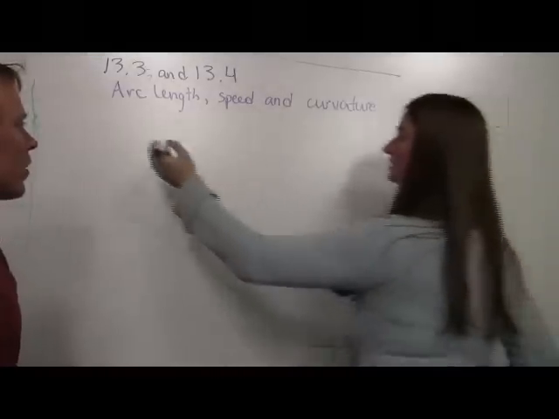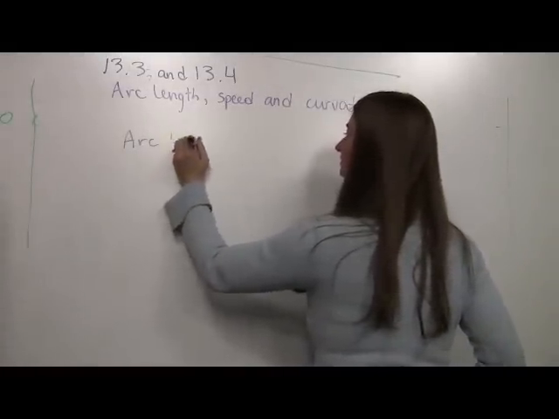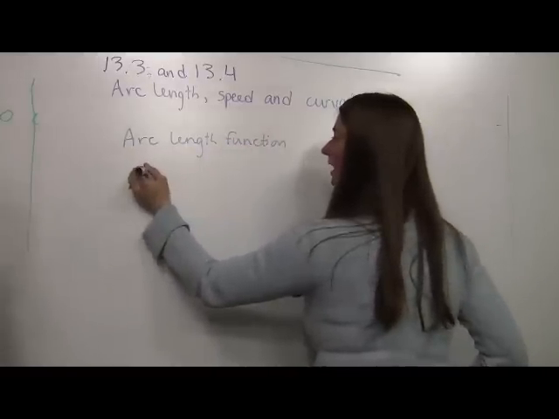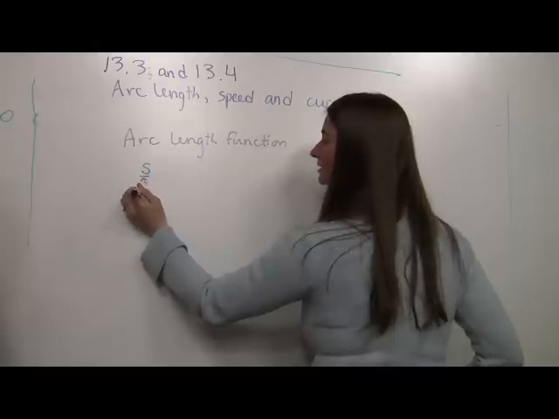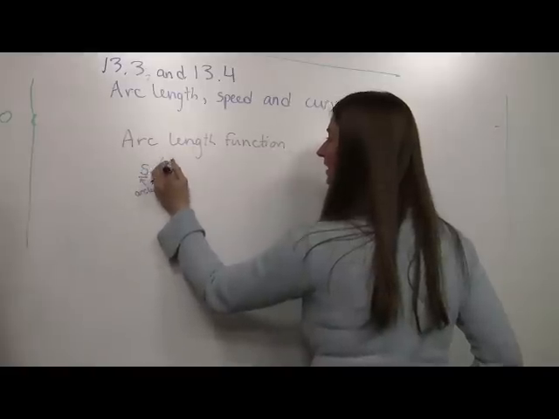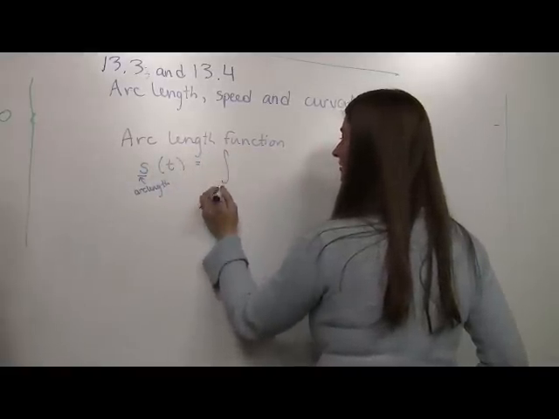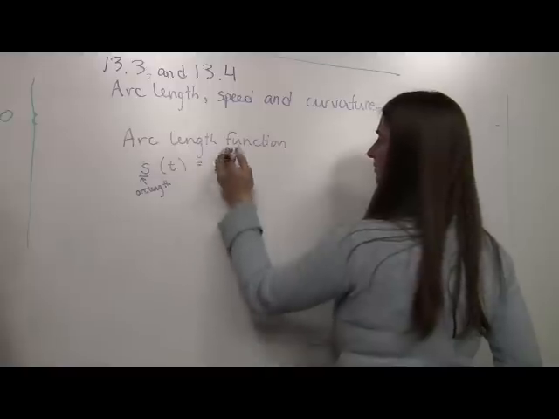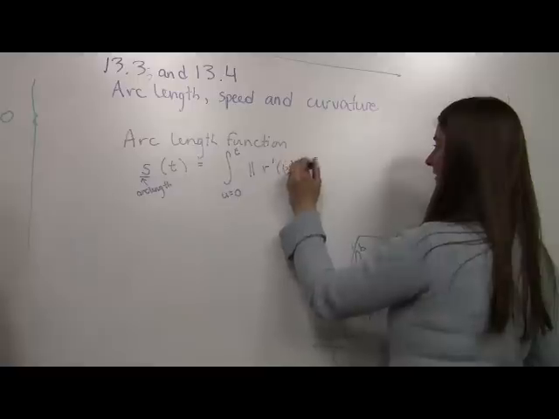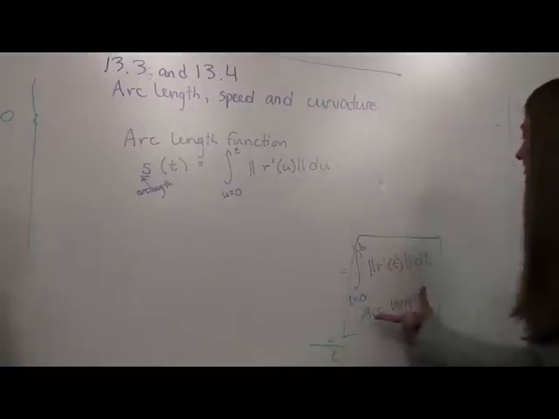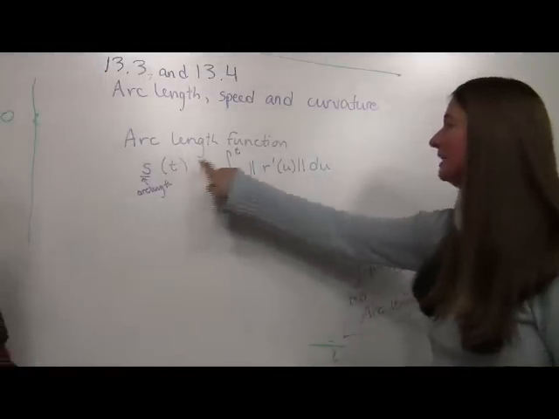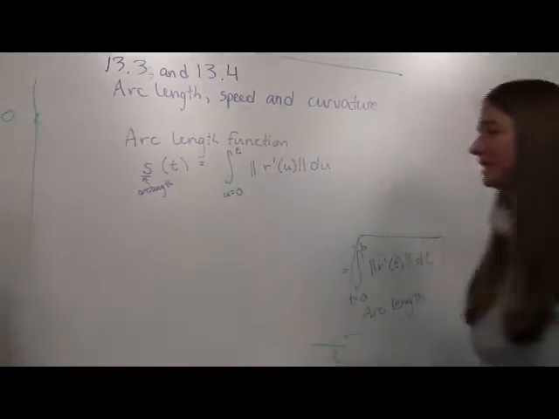So if I wanted to rewrite this as an arc length function, I can write s to represent arc length. If I plug in some value t, I'm traveling from u equals 0 to t of the magnitude of r prime of u du. Notice the subtle difference here. I'm computing just the straight up arc length, whereas this is a function. This is a function where my input is the amount of time that I've traveled and my output is the length of that arc.